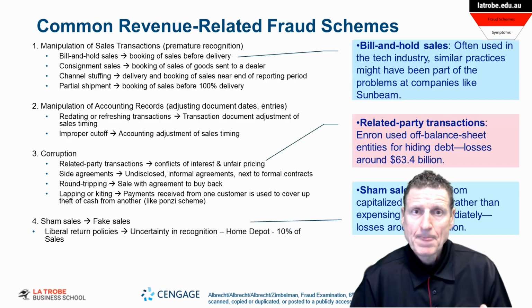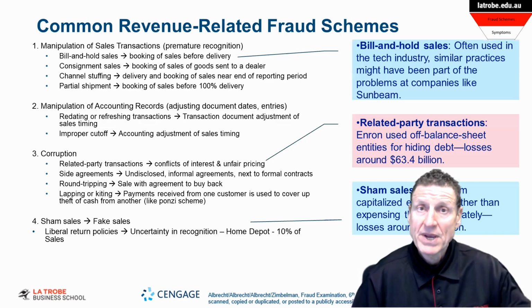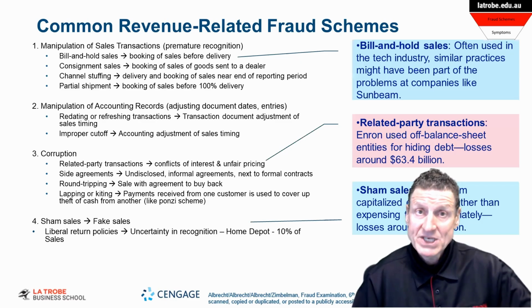Let me show you. And so in the textbook, it talks about the manipulation of sales transactions, the manipulation of accounting records, and corruption, and then sham sales. So I want to give you some examples. The bill and hold sales, they are often used in the tech industry, and similar practices might have been part of the problems at companies like Sunbeam, the Sunbeam Corporation, which was listed in our top 25 earlier. And it's mentioned early on in the textbook, chapter 12.